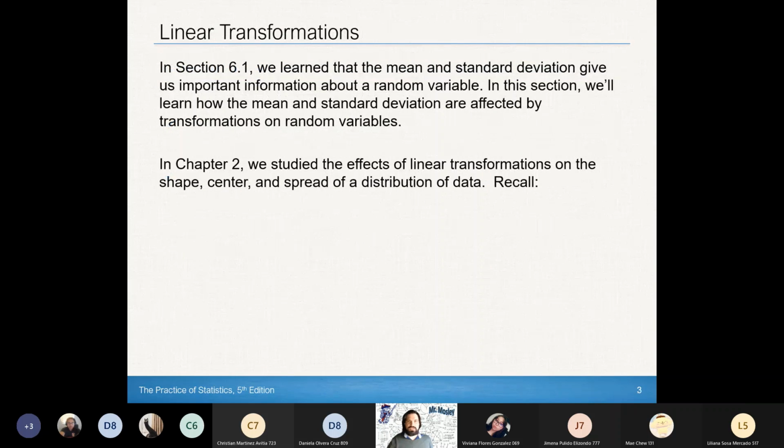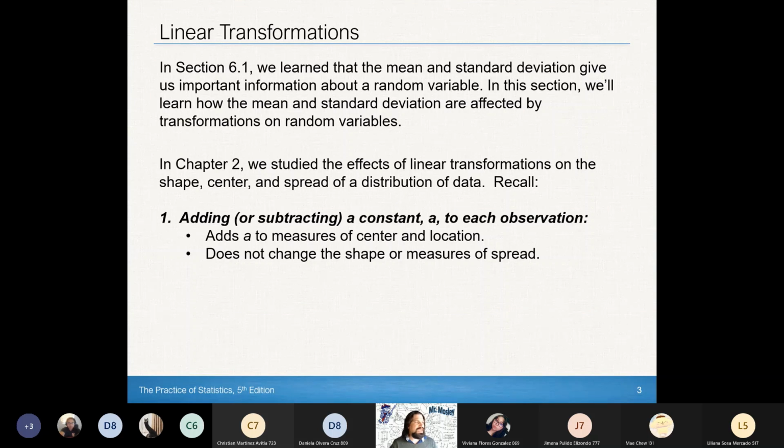So first, in section 6.1, we learned that the mean and standard deviation give us important information about random variables. In this section, we'll learn how the mean and standard deviation are affected by transformations on random variables. Recall that in chapter 2, we studied the effects of linear transformations on the shape, center, and spread of a distribution of data. Adding or subtracting a constant a to each observation adds a to measures of center and location. Adding or subtracting a constant does not change the shape or measures of spread. Those will stay the same.